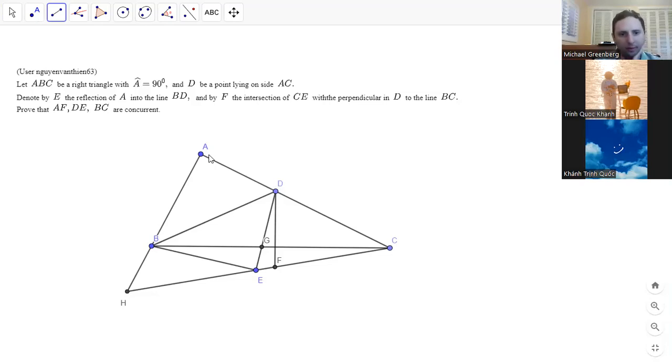Can we use Desargues' theorem? AF, DE, and BC. How would we use Desargues' theorem for that? So that's the same as showing that ABE and CDF are perspective. That's one way we could look at it. Or ACE and BDF. We could show those are perspective.